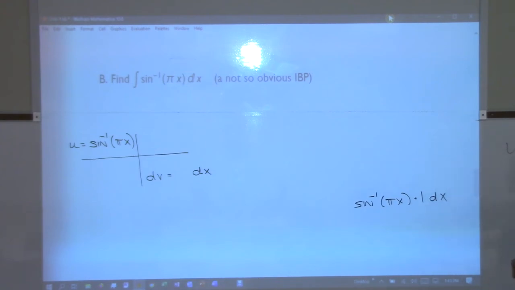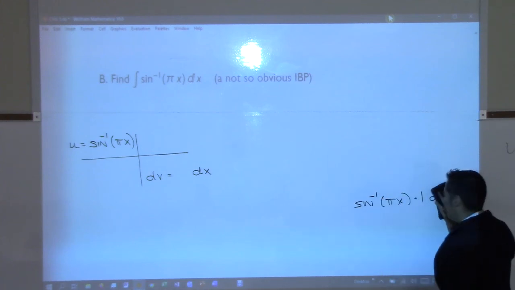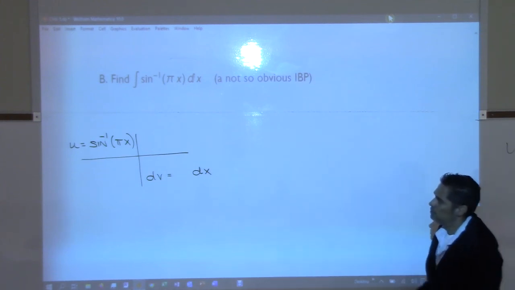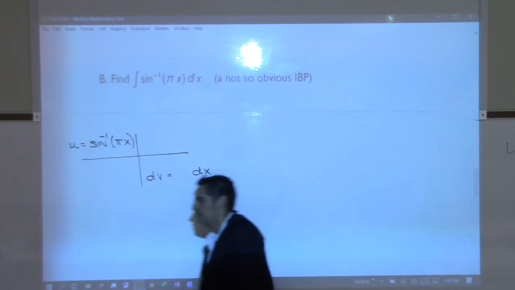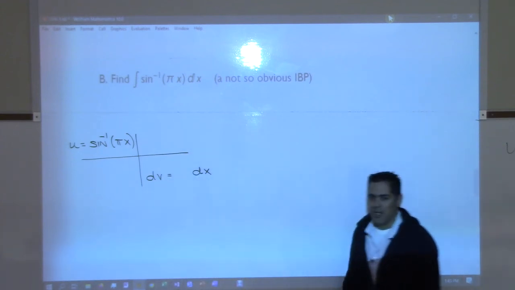Like we can differentiate, we just can't integrate it. So I think this is going to work. Do you see that? You've got to break out of the habit, like you said, you've got to apply it. Okay, so let's try and complete the table.